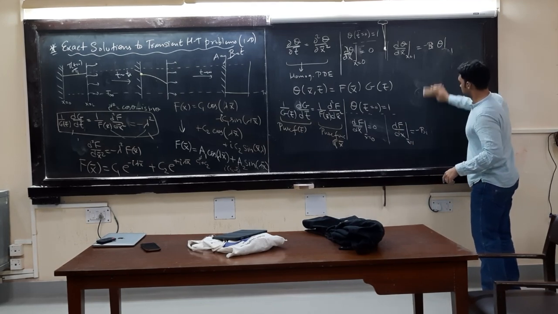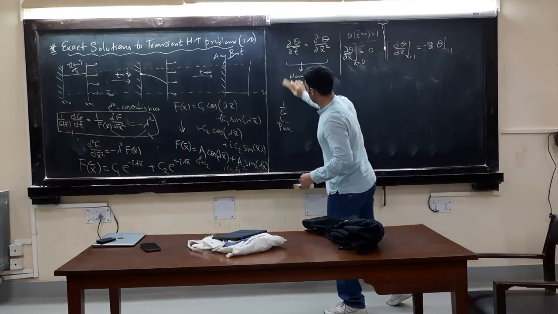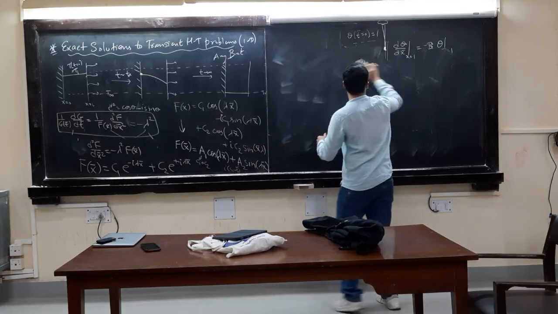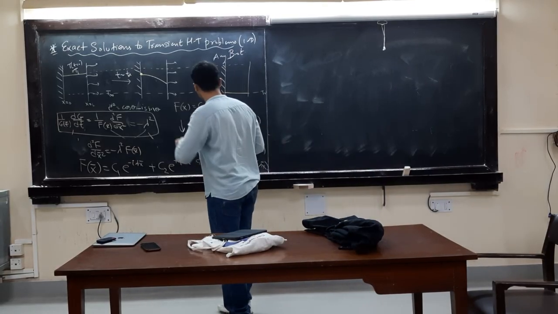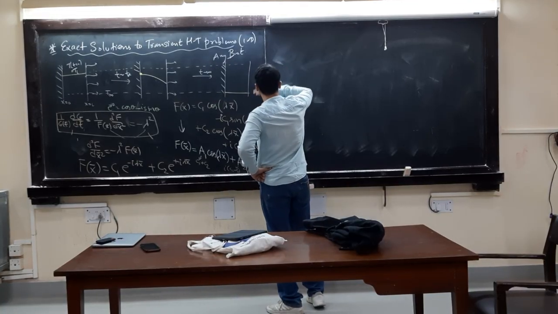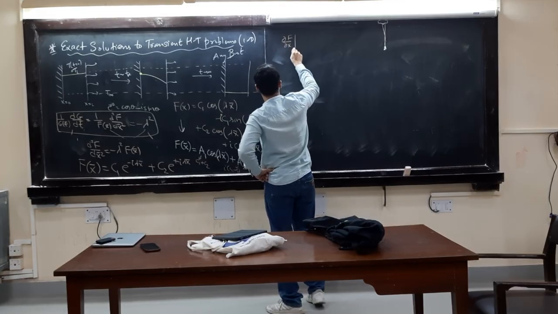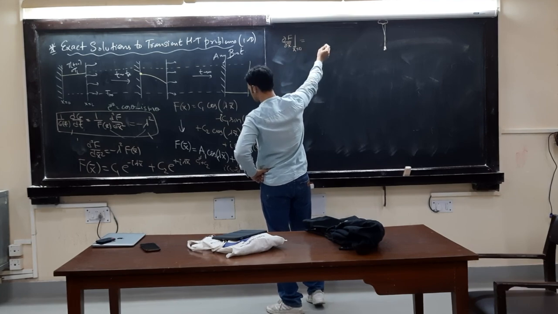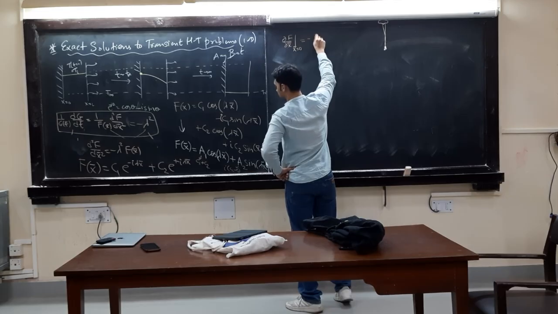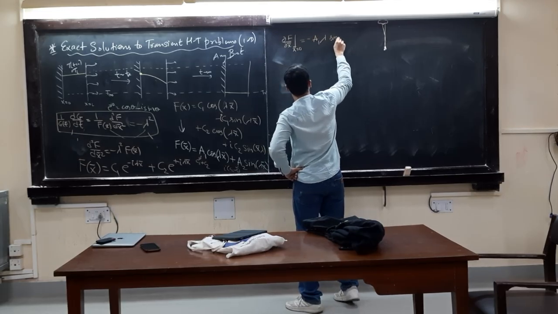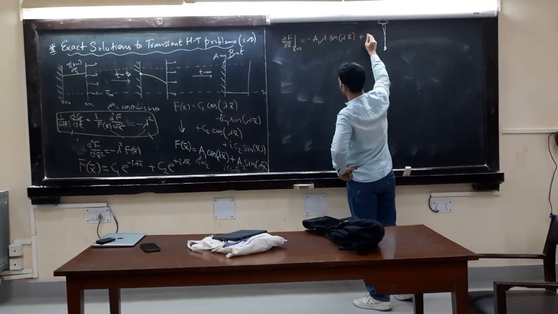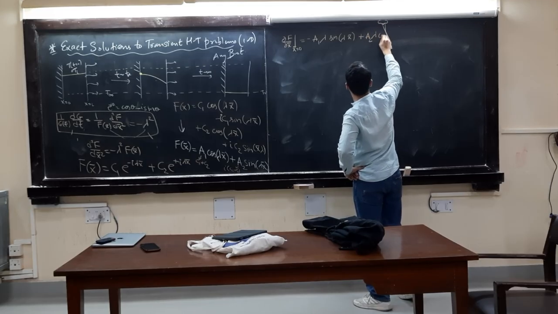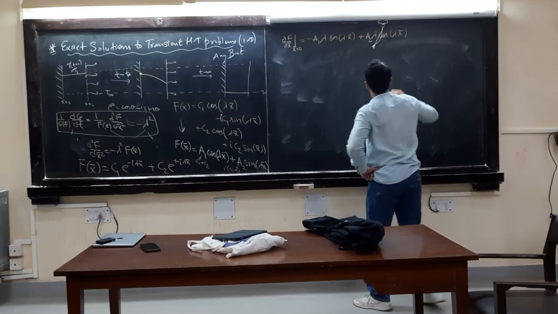Okay, I'm rubbing it. You remind me what the boundary conditions are. Okay, so F(x) is this. What is the boundary condition we should use? Dou f by dou x at x bar equal to 0 is equal to... So let's take the derivative. Minus A1 lambda sine lambda x bar, minus or plus? Plus A2 lambda cos lambda x bar. Is this correct?